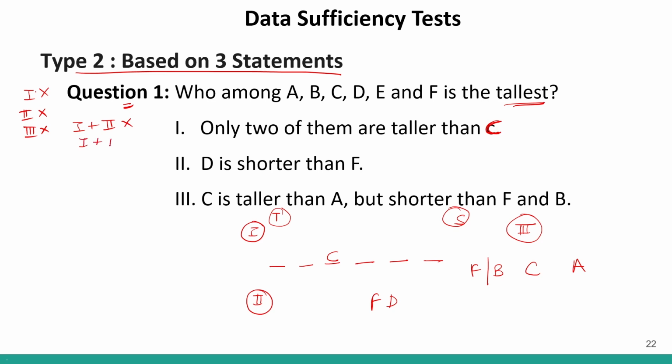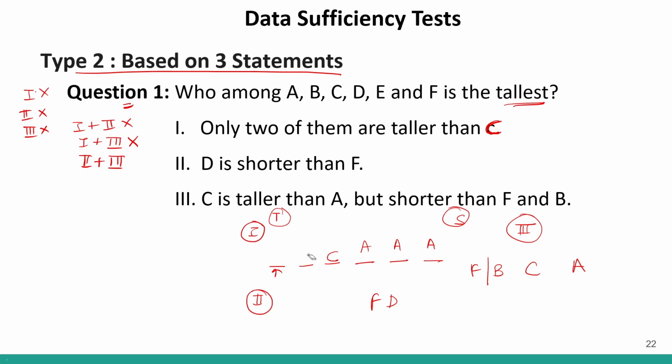Now I am looking at 1 plus 3. So if I look at 1 plus 3, can I place F and B over here? So we will get either F and B, and after C we will get A. So A could be in this position, A could be in this position, A could be in this position. So I can see that even 1 plus 3 is not enough to ascertain who is the tallest, who is at this position. This we have to find out. Correct? So 1 plus 3 is also not enough. Now, moving on to looking at 2 plus 3. Okay, 2 plus 3.